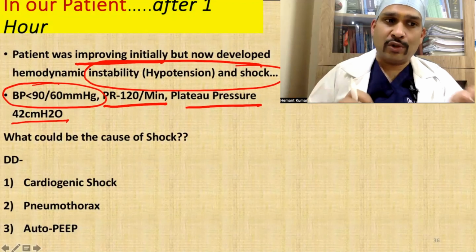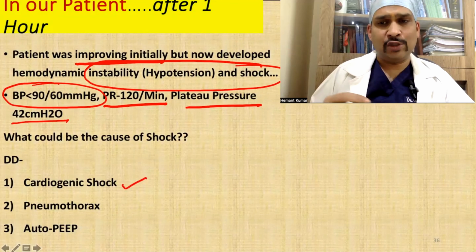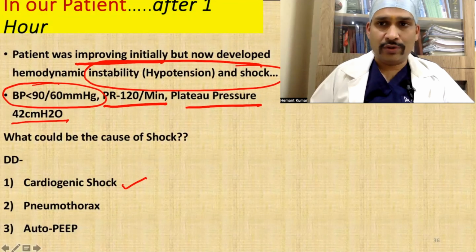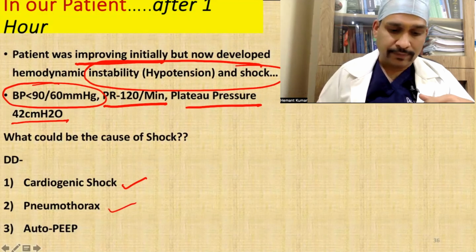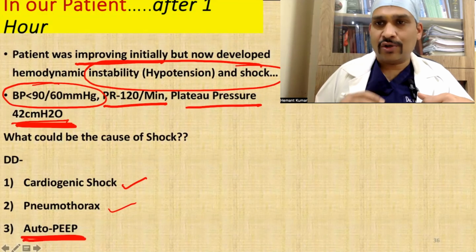So what could be the cause? These are the differential diagnoses. Cardiogenic shock, because these are COPD patients, old patients, they used to have cardiac comorbidity, so we don't know if there is cardiogenic shock. Pneumothorax, because plateau pressure is increased. And the third one is auto-PEEP.